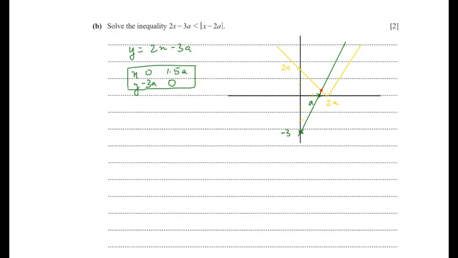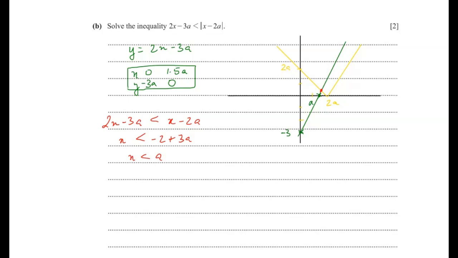So 2x minus 3a less than, first you use the positive of x minus 2a, remove the modulus sign, just write x minus 2a. Okay, when we solve, we get x is less than minus 2a plus 3a, which is x is less than a. Okay, that is not the point we're looking for, right? x equals a is this point. We're looking for something to the right of a.